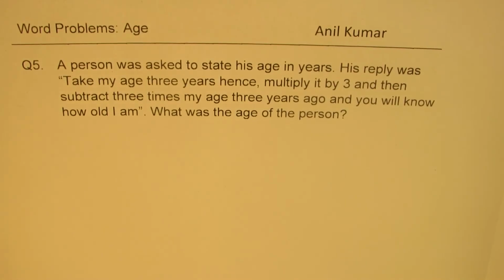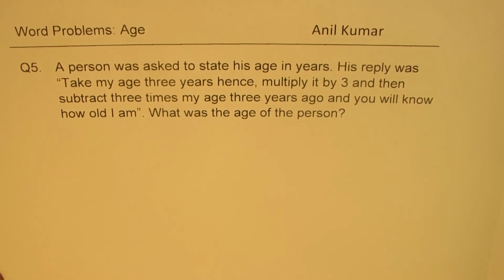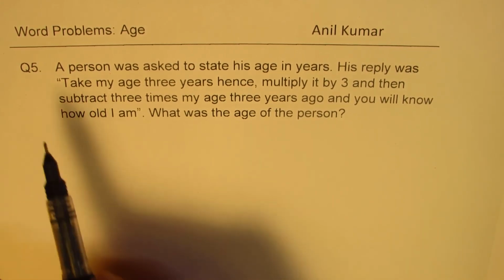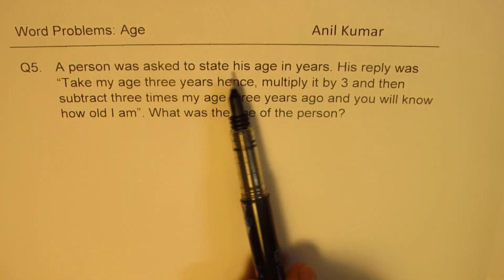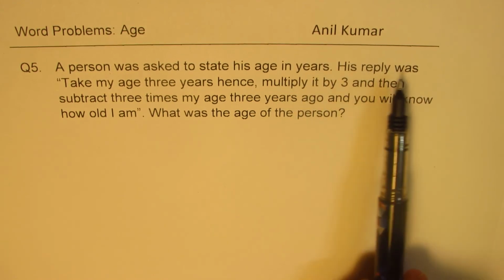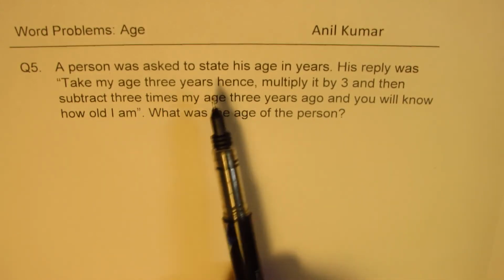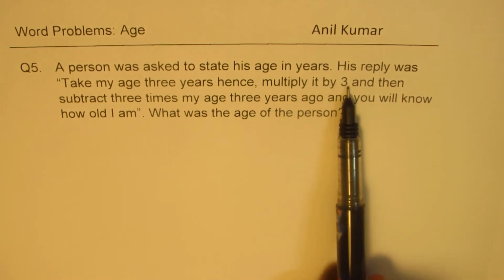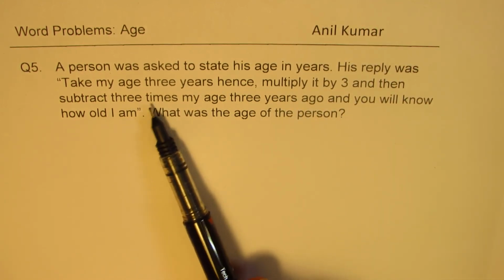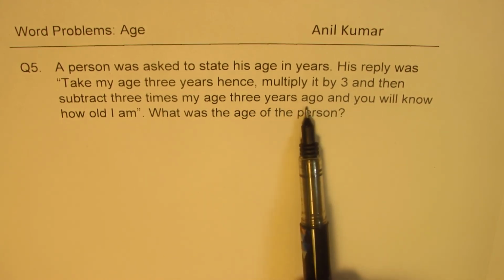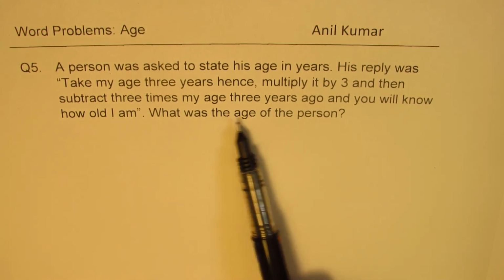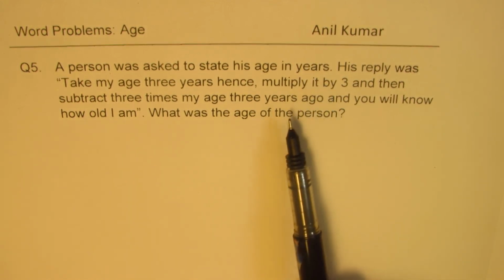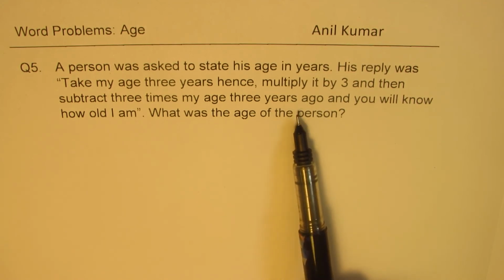Now here is a test question which had been in one of the test papers of SSC. Now it says what? There are a lot of wordings here which you have to be careful about. Question 5. A person was asked to state his age in years. His reply was, take my age 3 years hence, multiply it by 3, and then subtract 3 times my age 3 years ago, and you will know how old I am. What was the age of the person? So carefully look into this, write down the equation and get the solution.